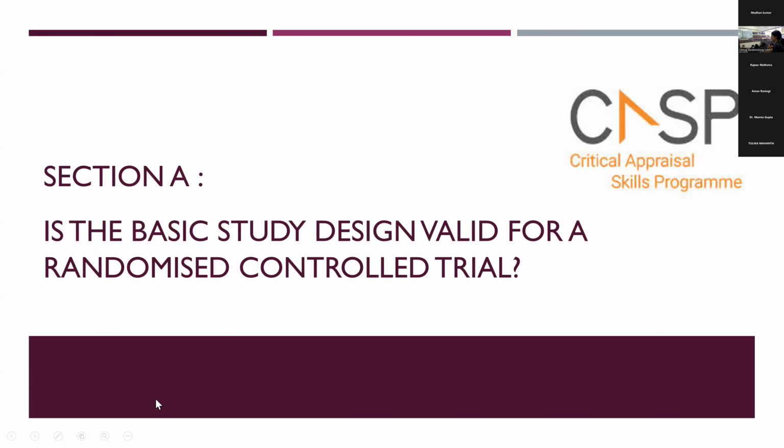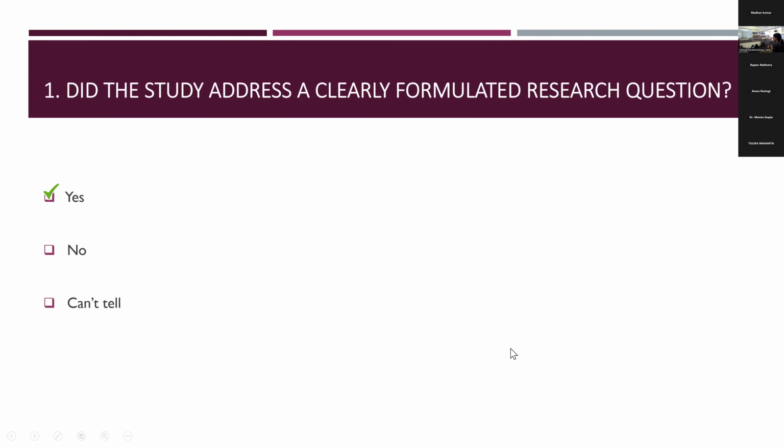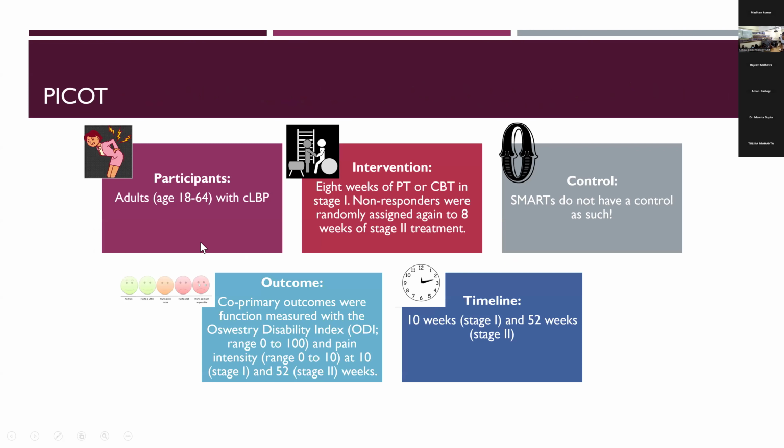Because the flow is similar to a randomized control trial, but it is not a randomized control trial, I am using CASP to appraise this. So did the study address a clearly formulated research question? Yes. The PICO statement was: participants were adults with chronic lower backache. Intervention was 10 weeks of PT or CBT. Non-responders were randomly assigned again to complete 1 year of stage 2 treatment.